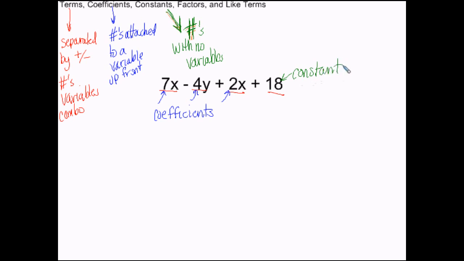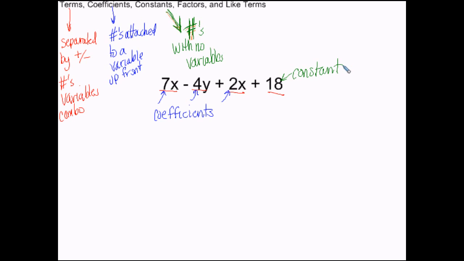Okay, a constant is a number with no variable. A variable is called a variable because its value can vary and change. A constant is called a constant because it's a number by itself and it never changes. The 2 is always worth 2. This 18 on the end is 18. It's not going to change because it doesn't have a variable attached to it. So it's just 18. Does that make sense?